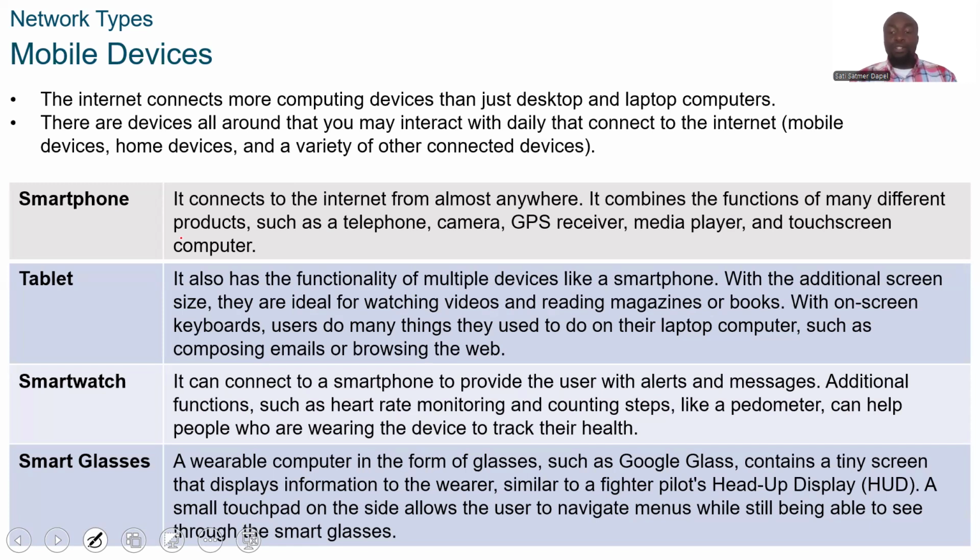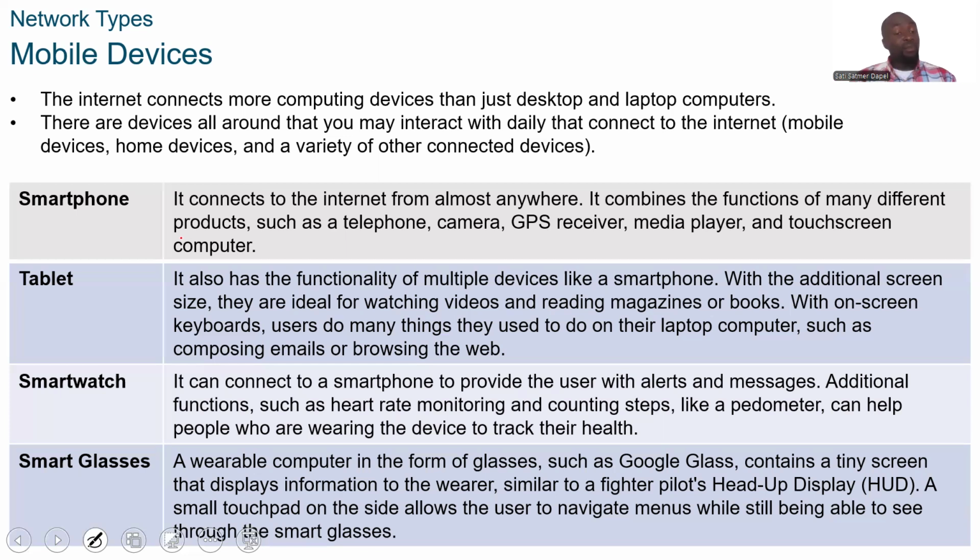It combines the function of many different products such as telephone, cameras, GPS receivers, media players, touchscreen computers, and so on and so forth. Example, my smartphone, okay? Then you have your tablet. It also has functionality similar to that of a smartphone with the additional screen size. So what differentiates it is the size of the screen. They are ideal for watching videos and reading magazines or books. You know, with a wide screen keyboard, you can do many things to help you work, like you're using a computer.